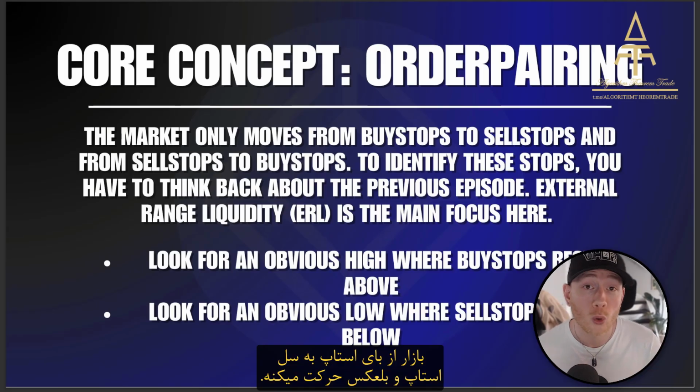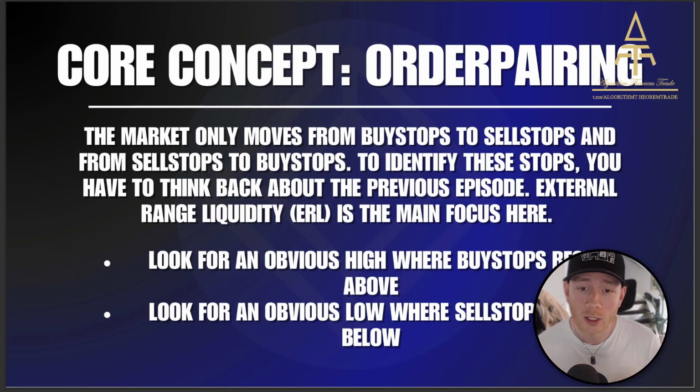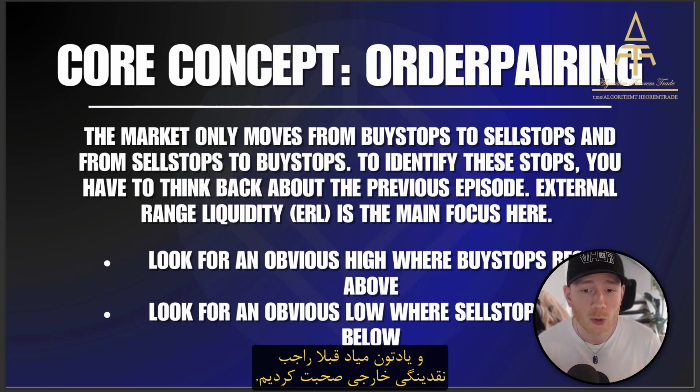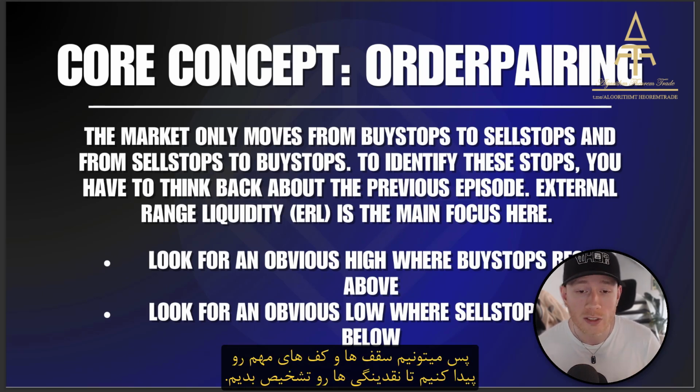Now let's talk about the core concept first. With order pairing, the market only moves from buy stops to sell stops and from sell stops to buy stops. To identify these stops, you have to think about the previous episode. We talked about external range and liquidity. This is going to be the main focus. So you're going to be looking for an obvious high where those buy stops rest above, and an obvious low where the sell stops rest below.